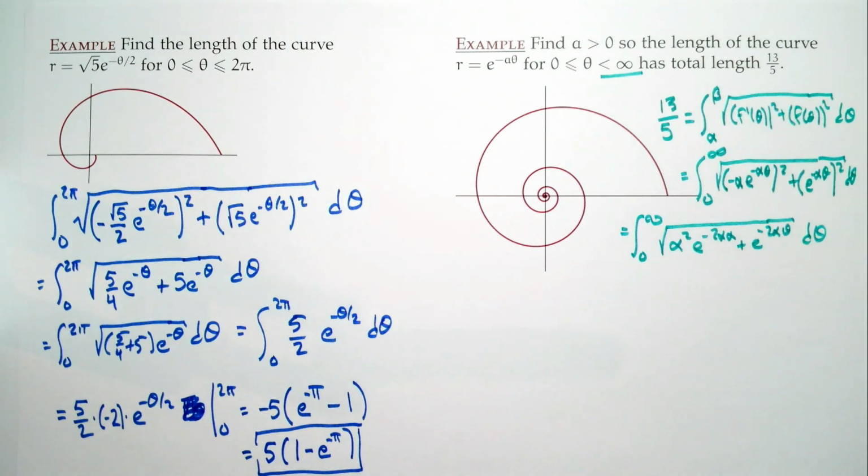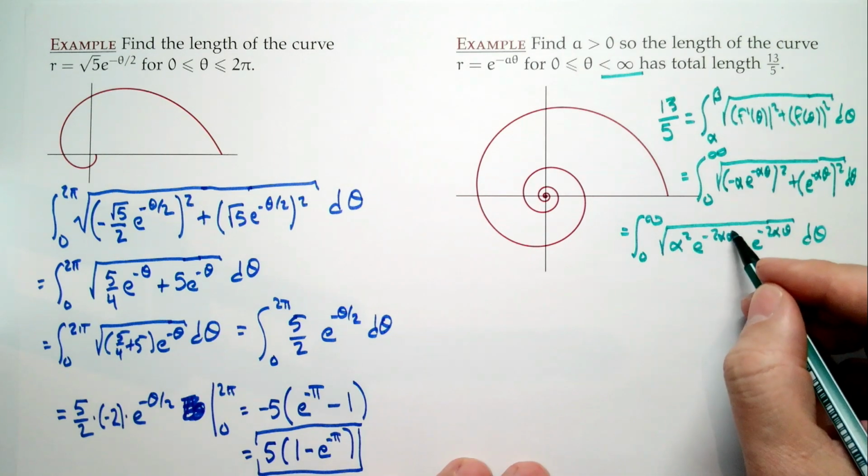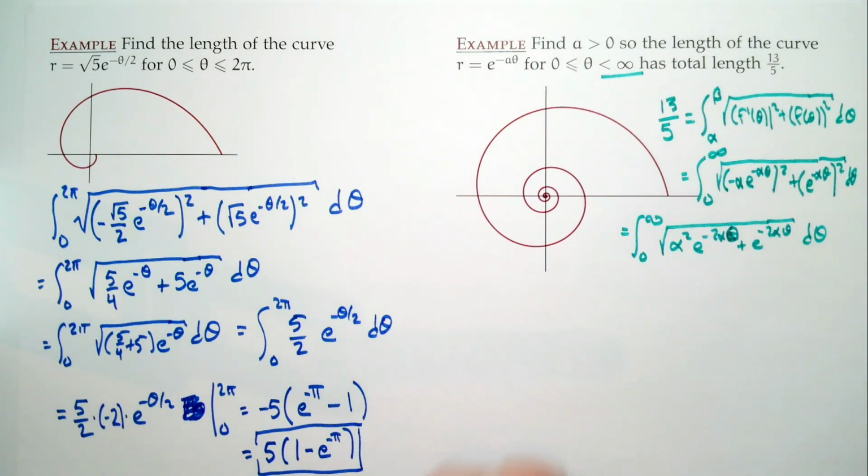Except that does not look like 2 to the alpha theta. That looks like 2 alpha alpha. There we go. 2 alpha theta. All right. Where do we go?